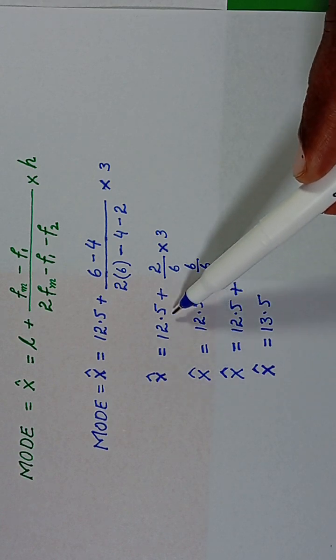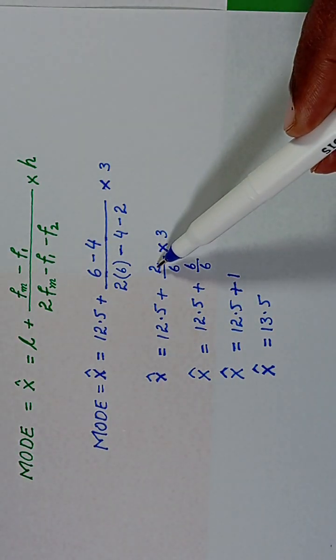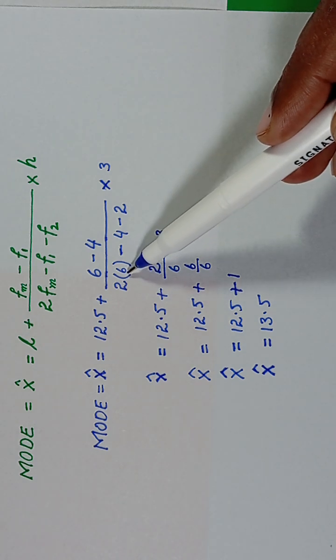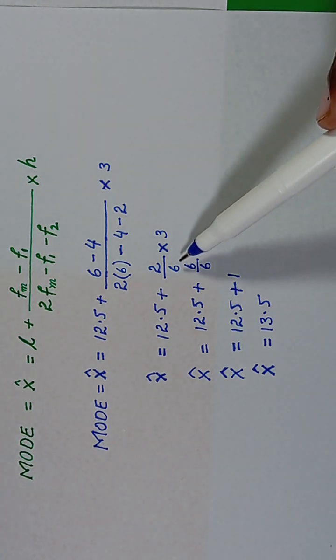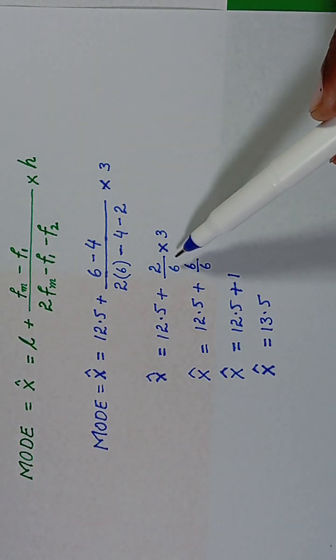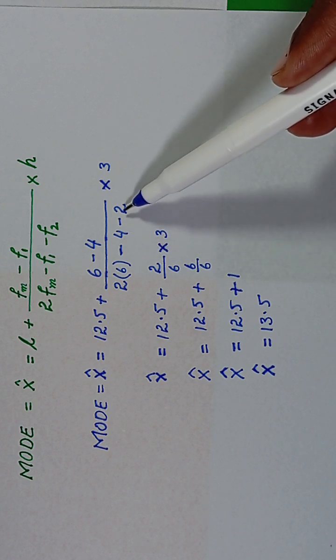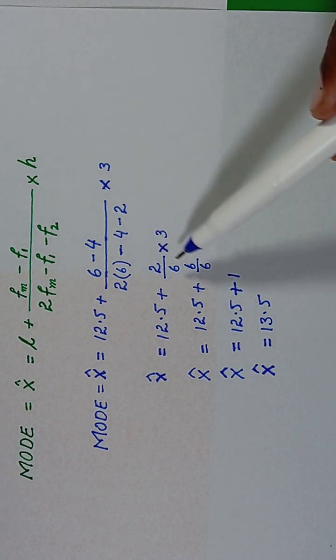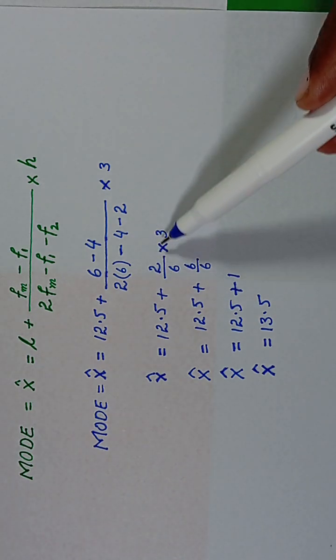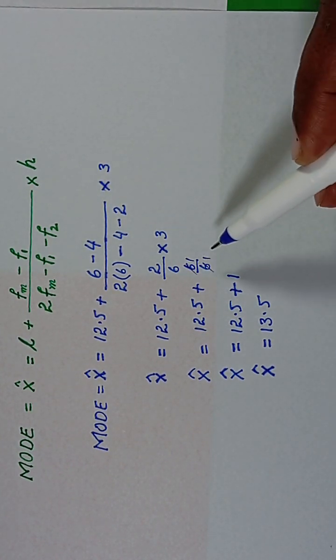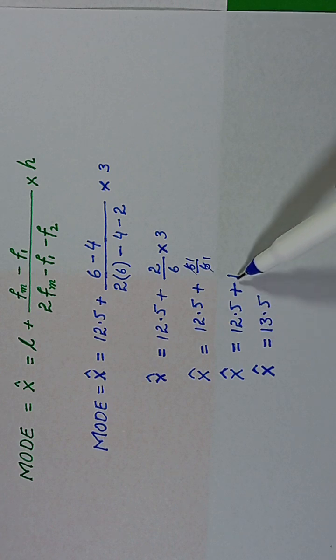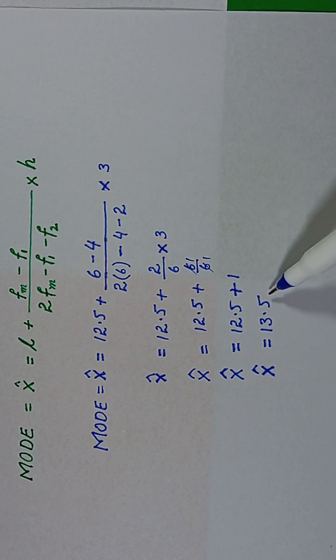X cap equals 12.5, 6 minus 4 equals 2. Here 6 into 2 is 12, minus 6 plus 2 is 4, minus 2, and it will make 6. And 4 minus 2, minus 4 minus 2 equals minus 6. So 12 minus 6 equals 6. Here we multiply it with 3. 6 over 6 gives 1. So we add 1 to 12.5 and we get 13.5. So the mode is 13.5.